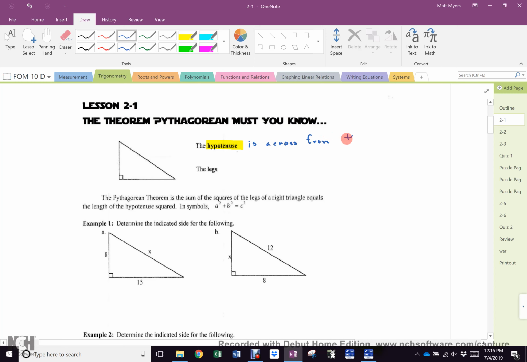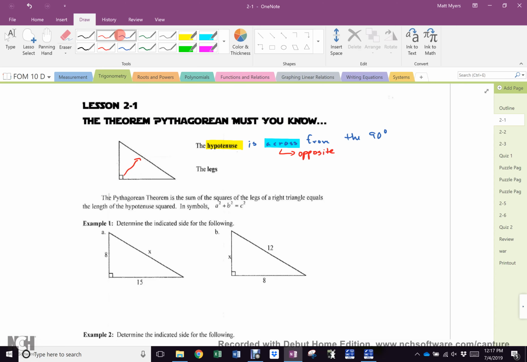from the 90-degree angle. Now, that word across in this unit means something else, or it has a different name. Across in this unit means opposite. So if you ever go across a shape, you are going to the opposite side. Everybody cool?